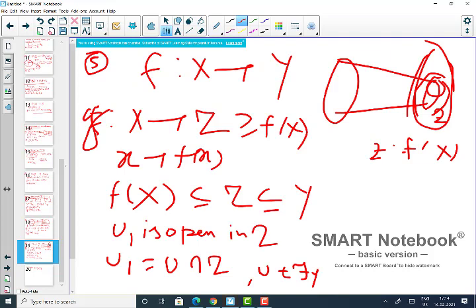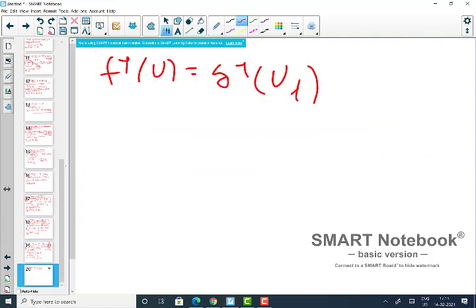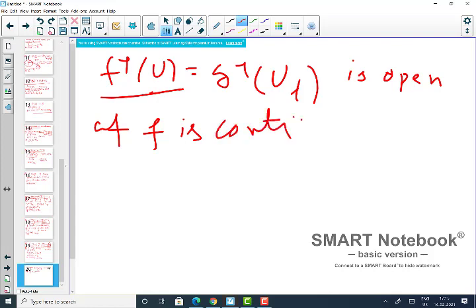So an open set of Z, if you choose U1 open in Z, will be of the form an open set of Y intersected with Z. Because U is open in Y, the pullback of an open set will be open inside X, because f is a continuous map, right? So you know that f inverse of U is open, but f inverse of U is nothing but g inverse of U1, because on Z, f and g are equal. So g inverse of U1 is also open, as f is continuous. So that tells you that if you restrict your codomain, it is also continuous.